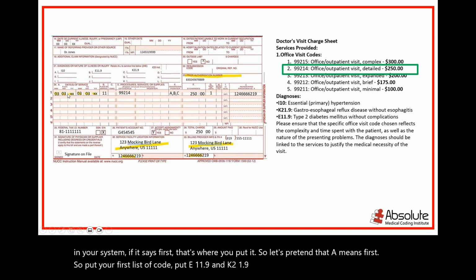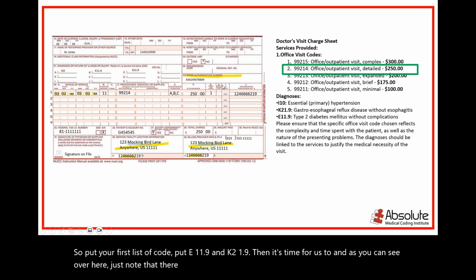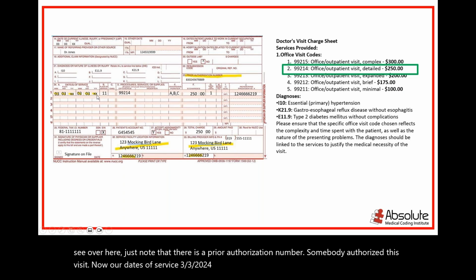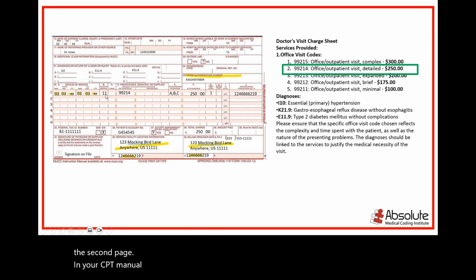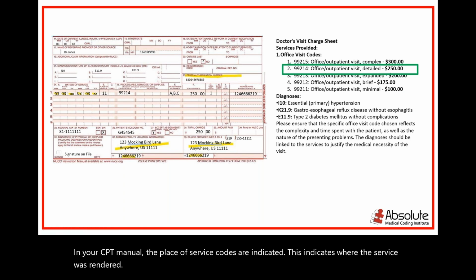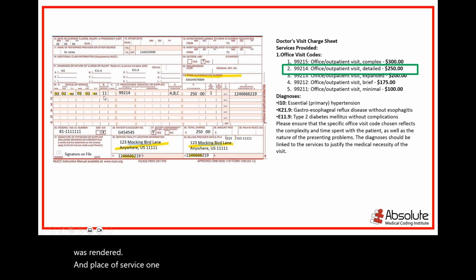Then it's time for us to, and as you can see over here, just note that there is a prior authorization number. Somebody authorized this visit. Now our dates of service, 3/3/2024 to 3/3/2024. Place of service is 11. If you got a chance to watch the playback, the place of service codes instruction is on there. It's in the second page in your CPT manual. The place of service codes are indicated. This indicates where the service was rendered, and place of service 11 is office.